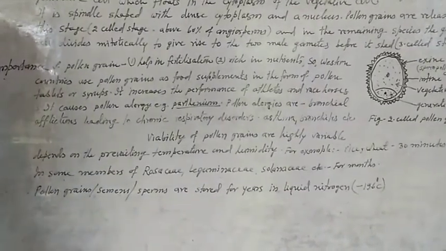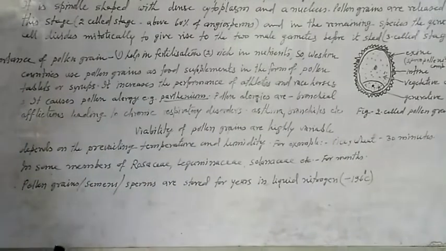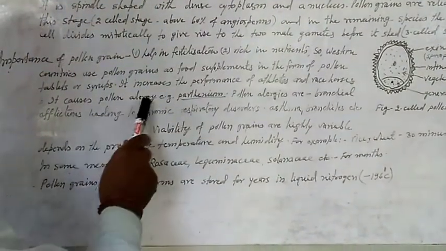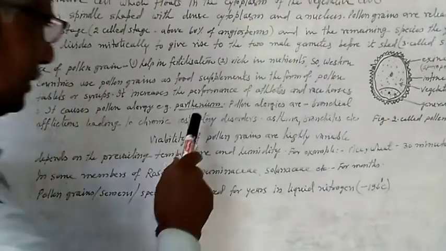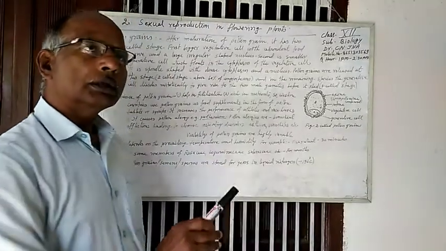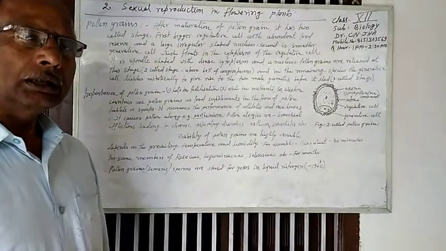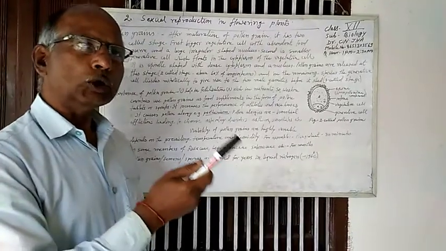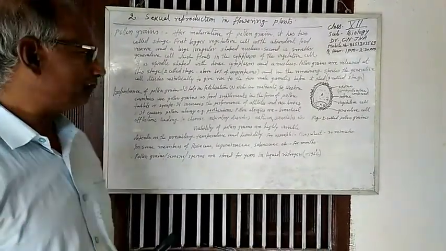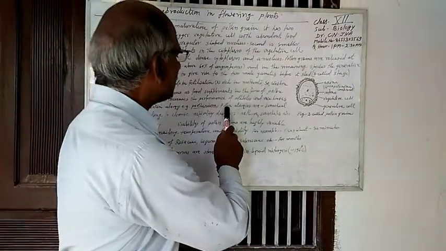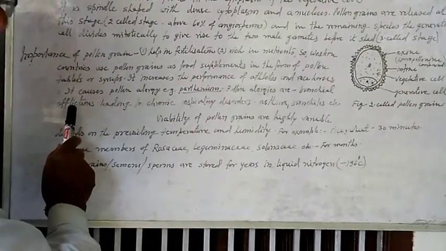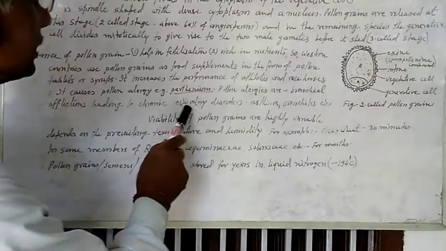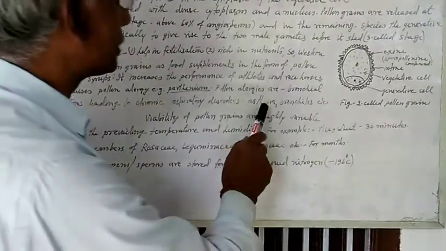But the harmful effect of pollen grains is that it causes pollen allergy, for example, carrot grass, Parthenium. This Parthenium came from Western countries when we imported wheat during the famine in India. These pollen allergies are bronchial afflictions. This bronchial affliction leads to chronic respiratory disorders, for example, asthma, bronchitis, etc.